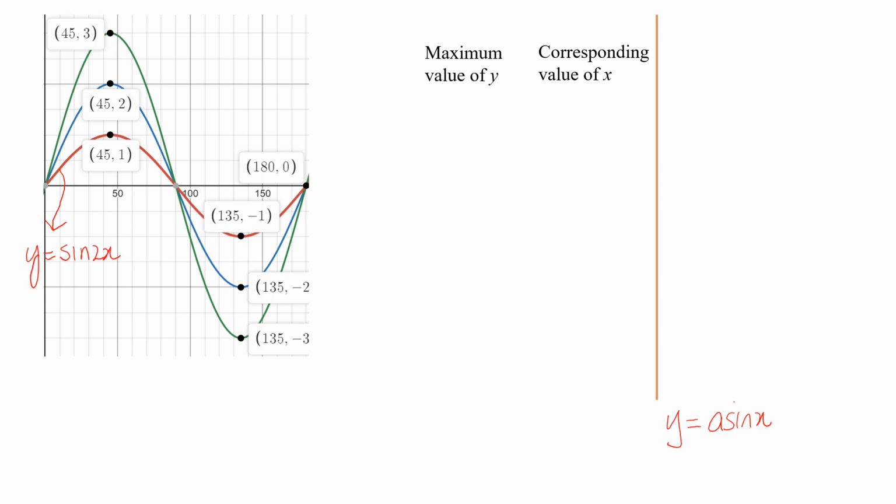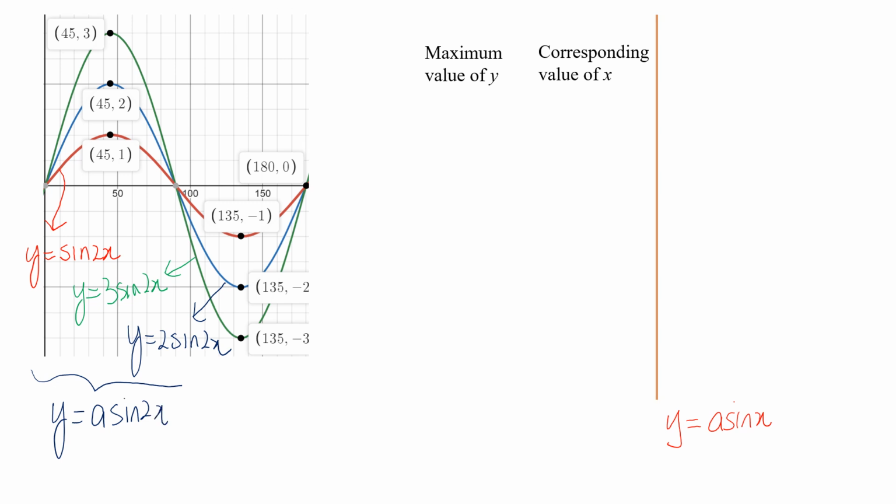And if you look at the blue color curve, this is y equals 2 sine 2x. And the green color one, this is y equals 3 sine 2x. So if I represent all this with a general form, y equals a sine 2x, what's the difference between y equals a sine 2x and y equals a sine x?